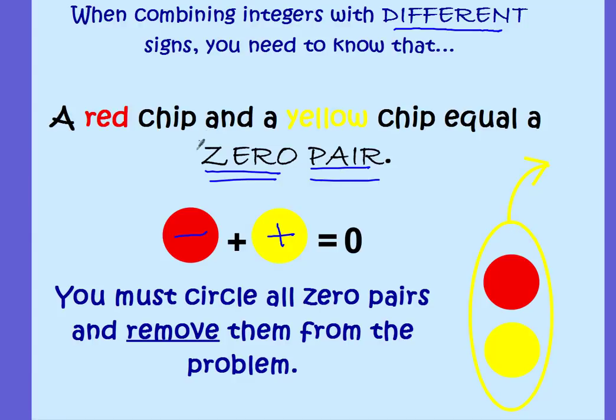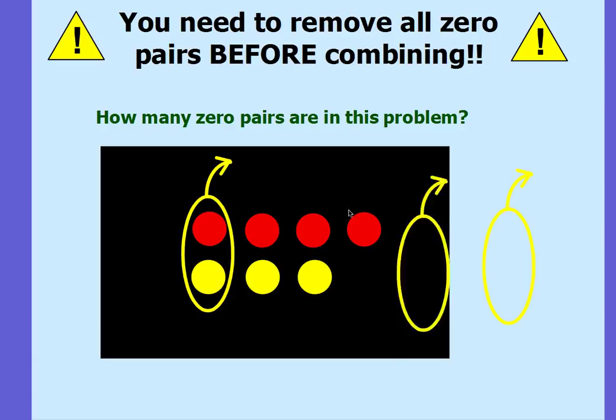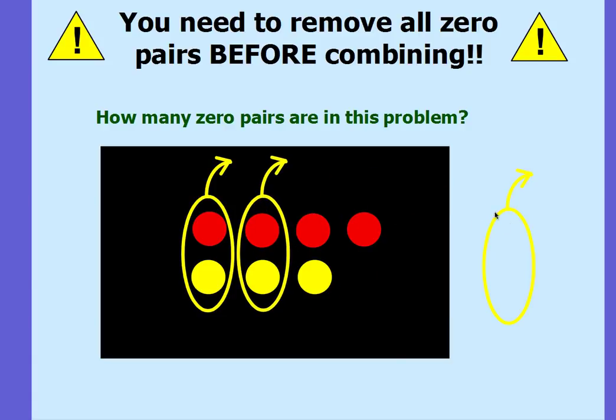So make sure that you have this in your notes. Pause the video if you need to. Okay, so you need to remove all zero pairs before combining them to get your answer. So how many zero pairs do we have in this problem? Well, there's one zero pair because a positive and a negative make a zero. Here's another zero pair, and we have one more zero pair. So we have 3 zero pairs.